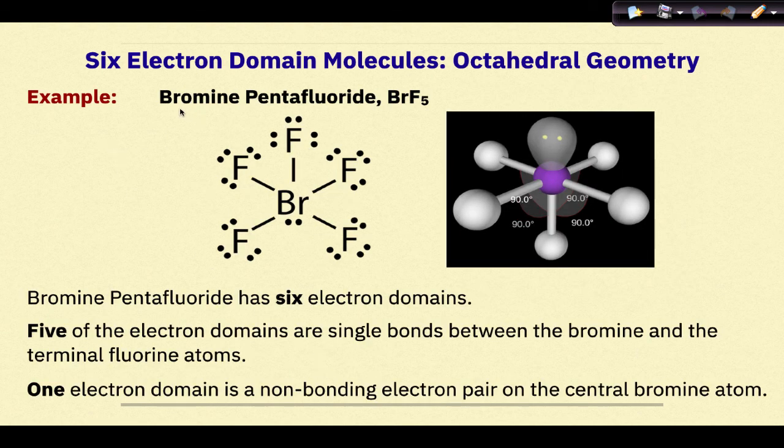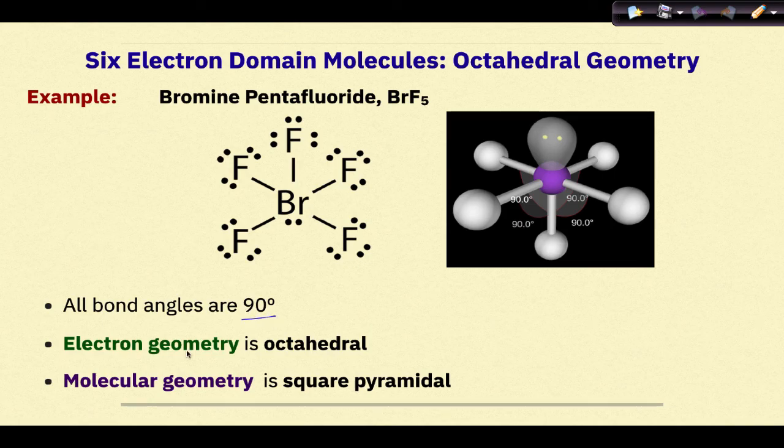Our next example is bromine pentafluoride, BrF5. Bromine pentafluoride has 6 electron domains. 5 of the electron domains are single bonds between the bromine and the terminal fluorine atoms. So 1, 2, 3, 4, 5. One electron domain is a non-bonding electron pair on the central bromine atom. All bond angles are 90 degrees. The electron geometry is octahedral, but the molecular geometry is square pyramidal.